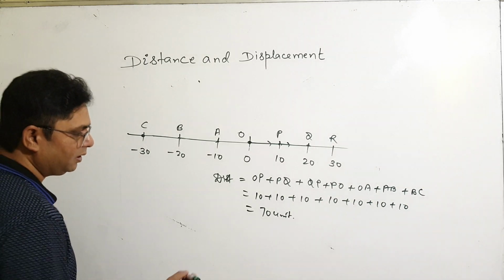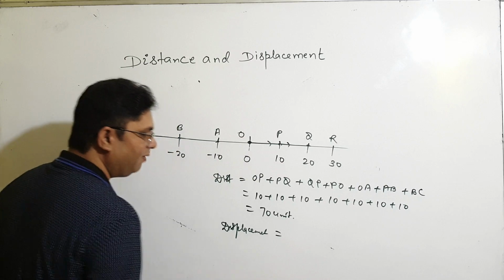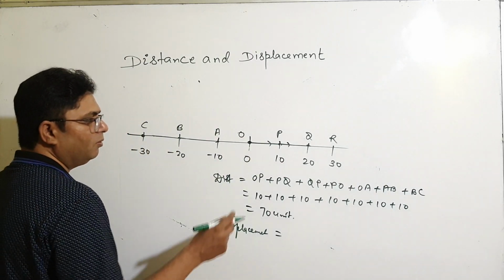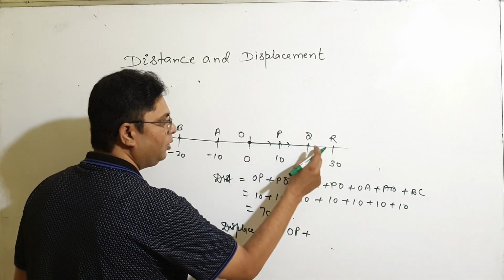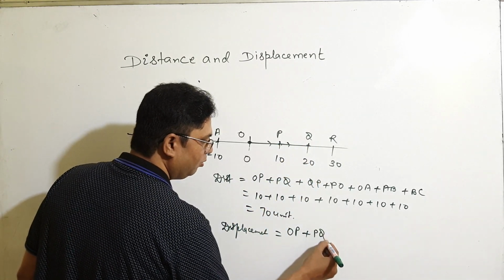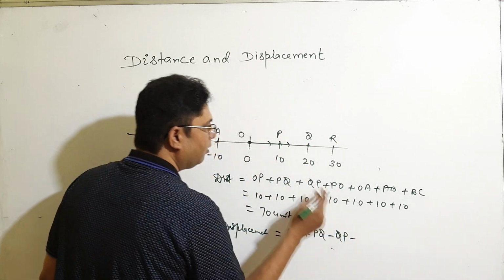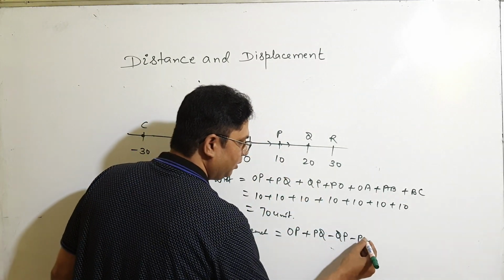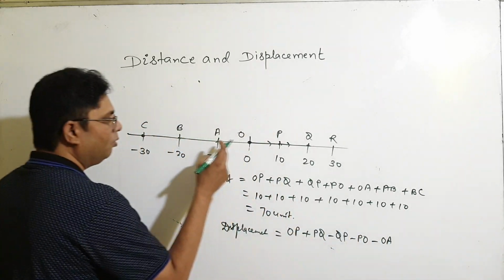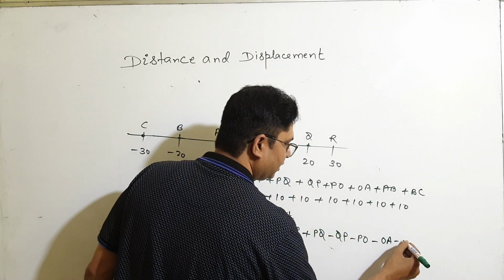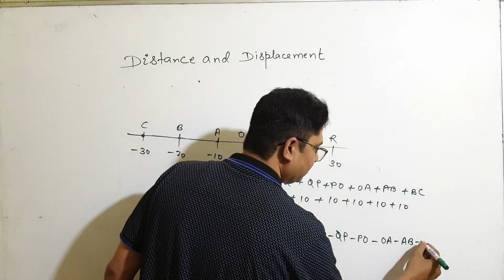But what about displacement? When you talk about displacement, then you have to take the sign also. So when you move from O to P, it will be OP. When you move from P to Q, it will be PQ. When you move from Q to P, it becomes minus QP. P to O, it becomes minus PO. O to A, it becomes minus OA. A to B, it becomes minus AB. And B to C, it becomes minus BC.